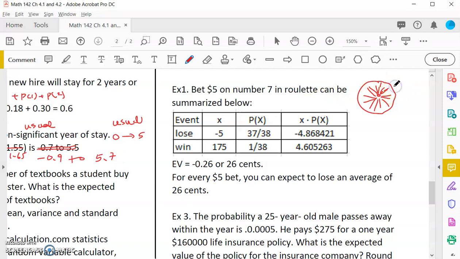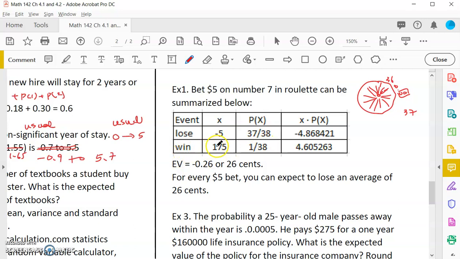So there are numbers here: 0, 1 to 36, right? That's 37 numbers, and then there is a 00, which you're not supposed to buy. The host will win everything if it's 00. So there are 38 different things that can happen. To lose, the ball does not stop at 7, so it's 37 over 38. To win, the ball stops at 7, so it's 1 over 38.